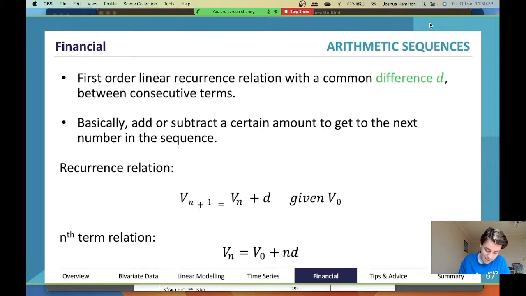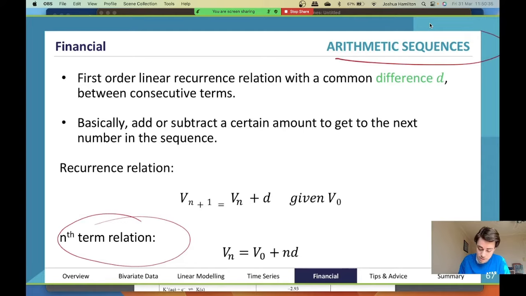You can make them into an nth term when they're just an arithmetic sequence, where they just add up or subtract. There's no multiplication or division. And as you can see there, you go Vn plus 1 equals Vn plus d, whatever d is, or you go Vn equals V0 plus n times d. So if you want to find the fifth term, you go 5 times whatever the d value is.